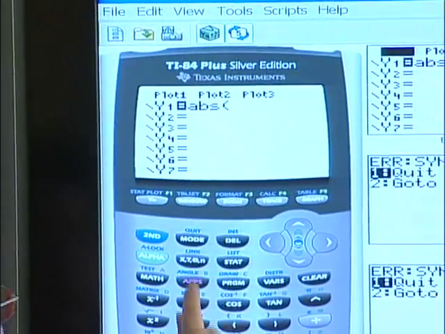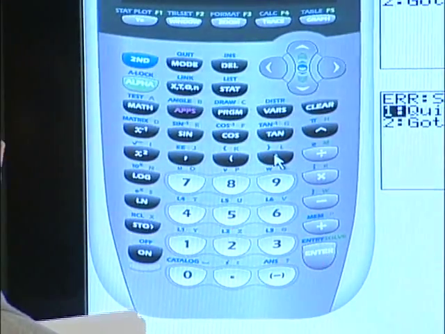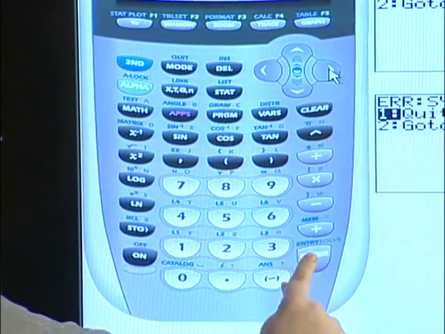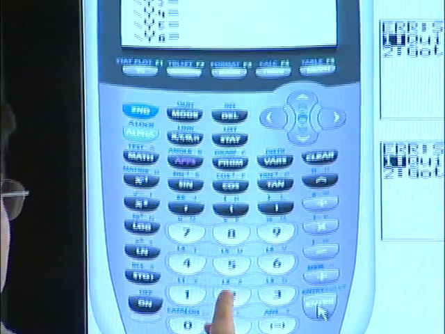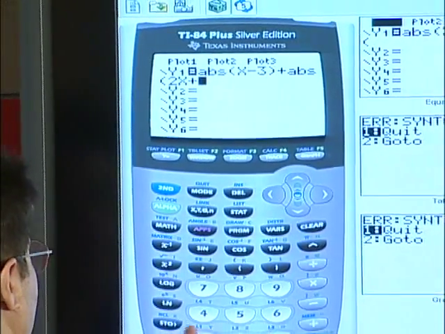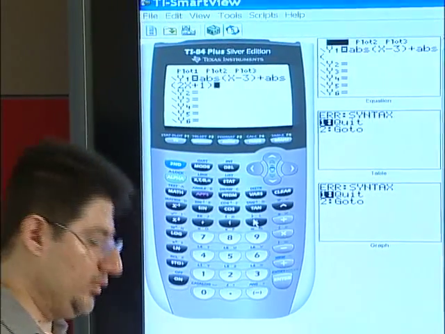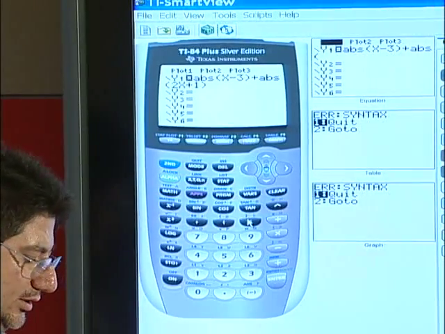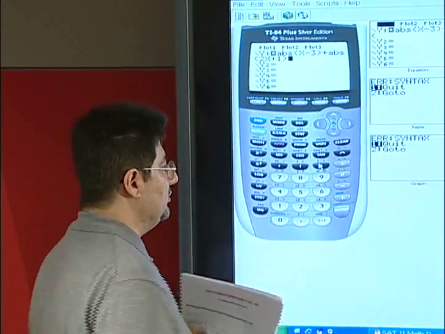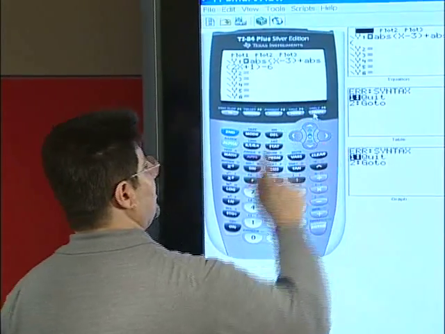Absolute value of x minus 3 plus the absolute value of 2x plus 1. And remember our equation was absolute value of x minus 3 plus absolute value of 2x plus 1 equals 6. So we take the right hand side to the left, which becomes minus 6. And then we sketch the graph.